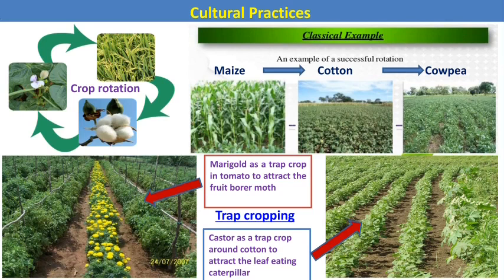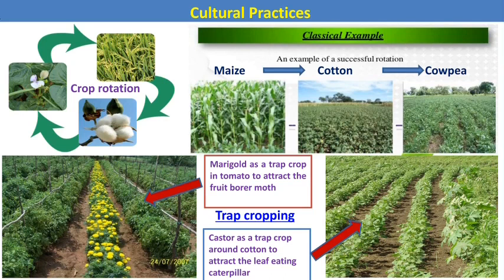Next one is the crop rotation technique. This crop rotation technique is mostly used in IPM techniques. This is the classical example of the crop rotation technique. Crop rotation means the alternate growing of crops. If you grow a cereal crop in one season, then we can grow a fiber crop or a leguminous crop. Here the example is maize, cotton and cowpea. This is the basic, classical example of crop rotation. It helps to break the life cycle of the insects.